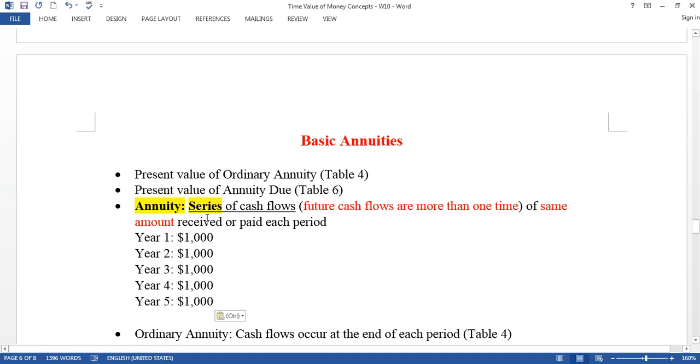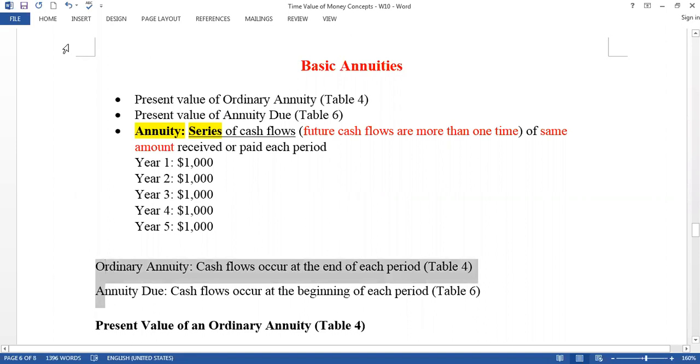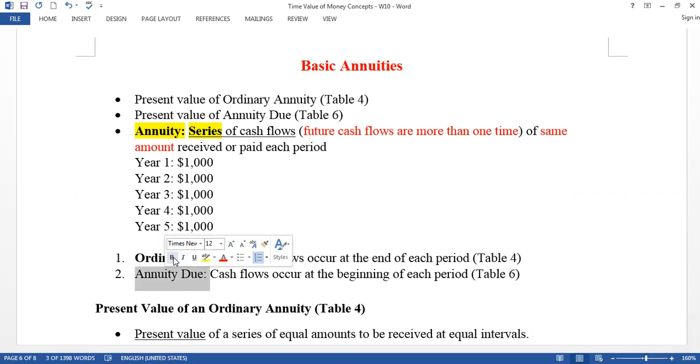That means future cash flows are more than one time, year 1, 2, 3, 4, 5, and all the future cash flows are a similar amount. Look, it is 1,000, 1,000, 1,000, 1,000, 1,000. Clear? If this is the case, you will think that this is called an annuity. Now we have two types of annuity. One is called ordinary annuity, and another is called annuity due.